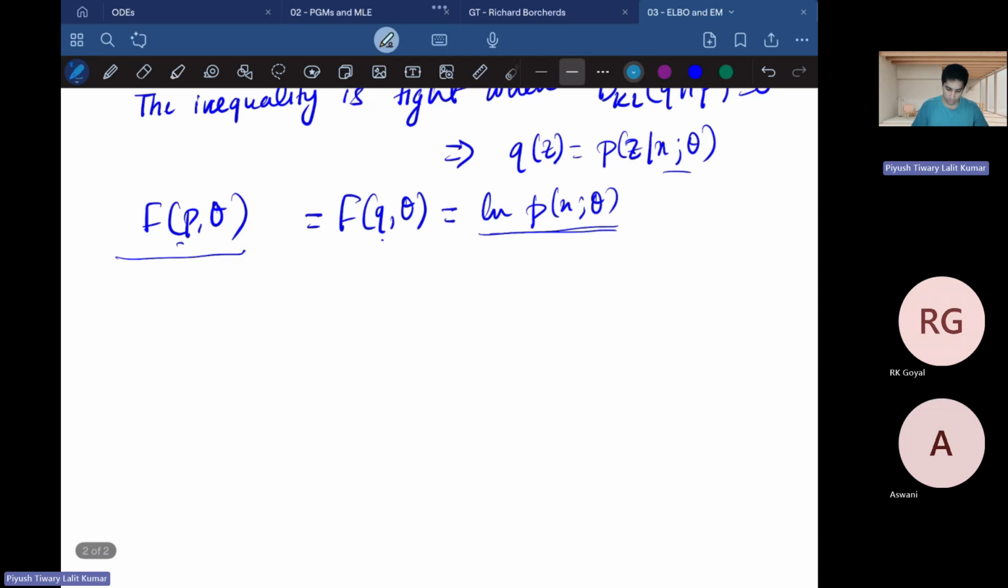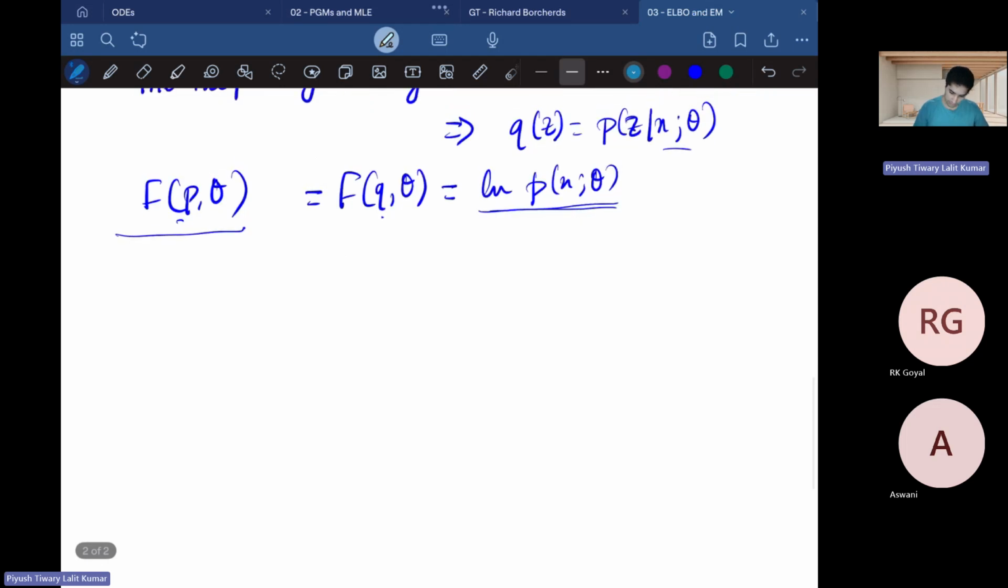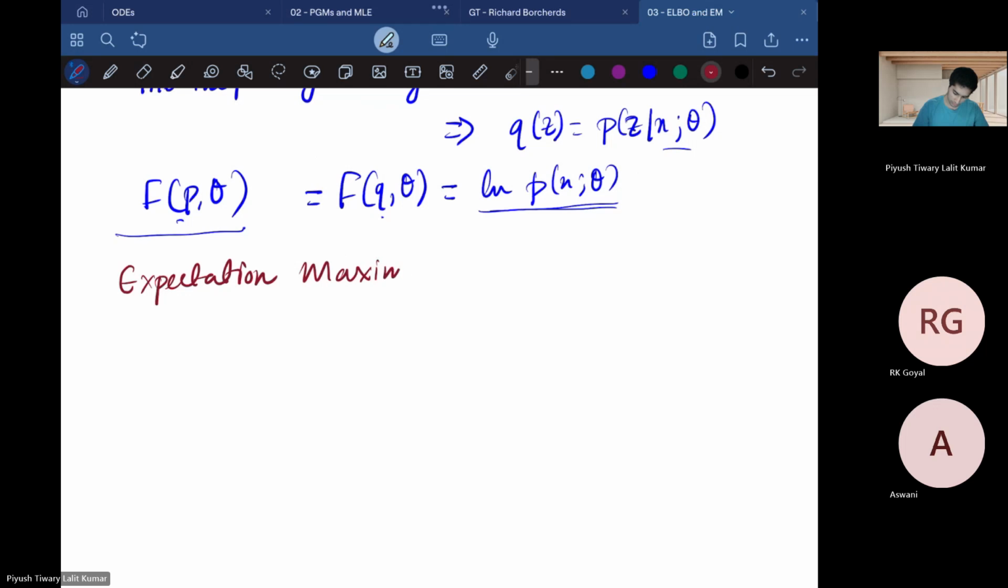Okay, so let's see. As I said, let's discuss that EM algorithm, right? So this is the expectation maximization algorithm.